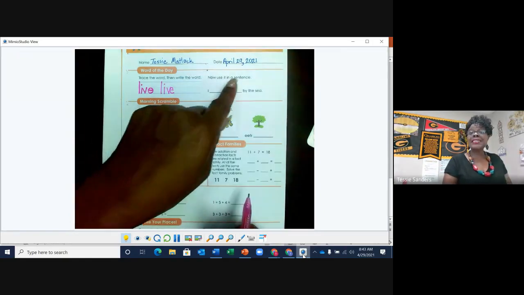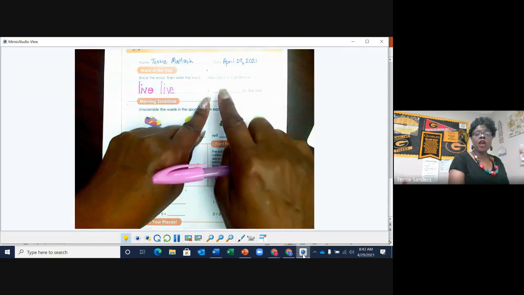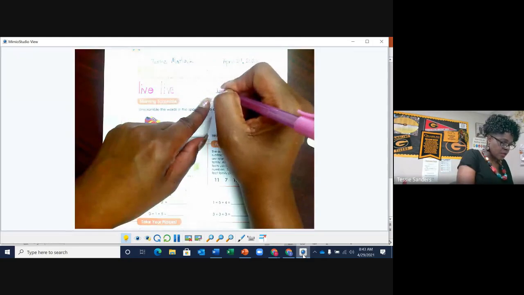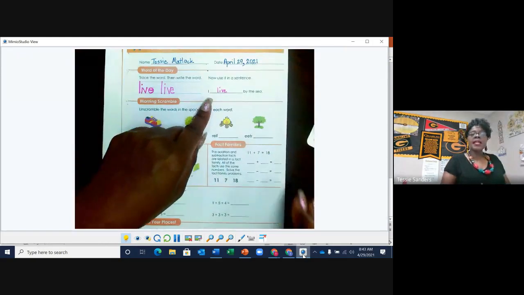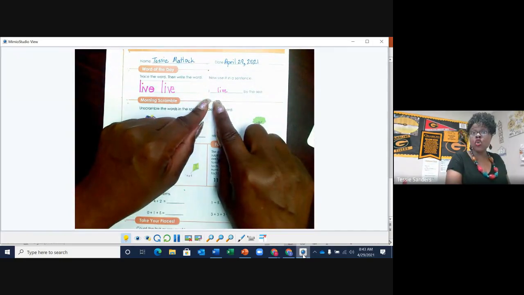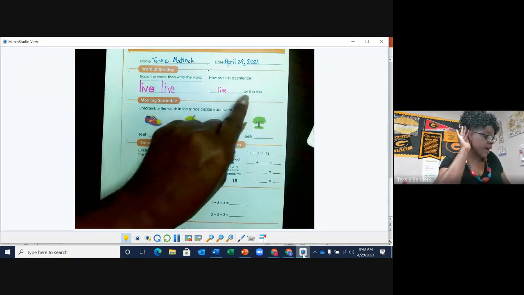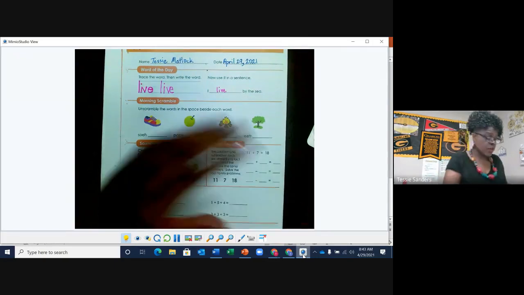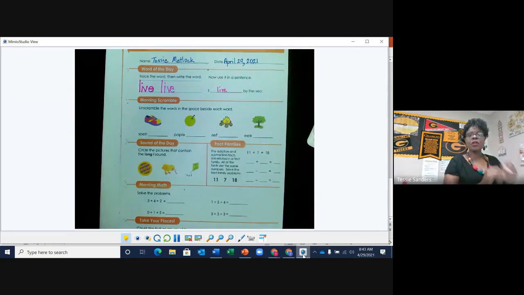Now use it in a sentence. Look at the sentence. Let's write the word live on the line. L, I, V, E. Now, let's practice reading in English. Read the sentence. Read. I live by the sea. Now, pick it up. Let me hear you. I live by the sea. Fantastic.